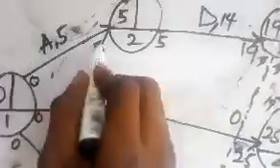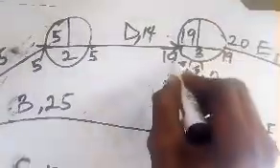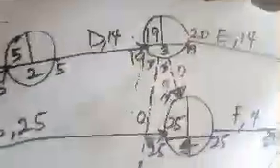When I was going forward I added. And when I add, when I wanted to enter a node, I consider the greatest. But when I'm coming back, I will subtract and I'll consider the lowest. It's just the reverse. And that's what we call backward pass.